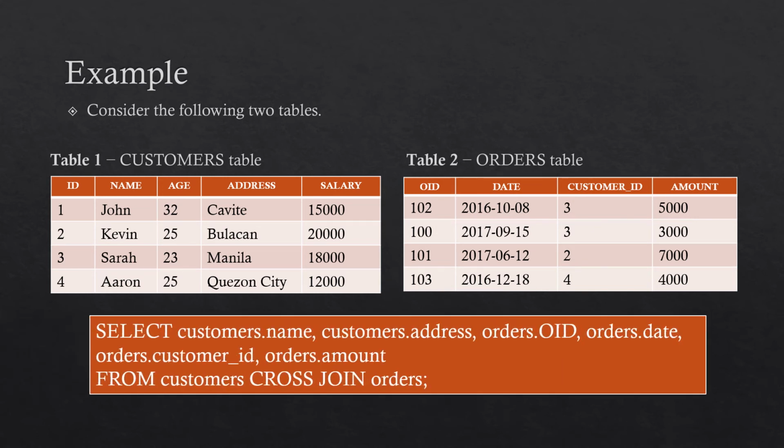The select statement, select customers.name, customers.address, orders.OID, orders.date, orders.customer ID, orders.amount from customers cross join orders, says that we are to select the name and the address columns from the customers table and all the columns from the orders table. Each of the tables have 4 rows each, and so we are expecting to have an output of 16 rows.